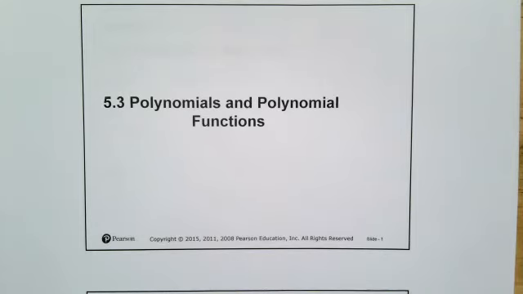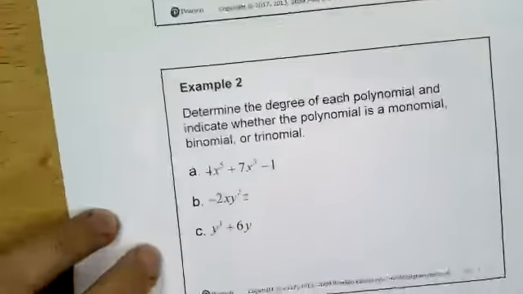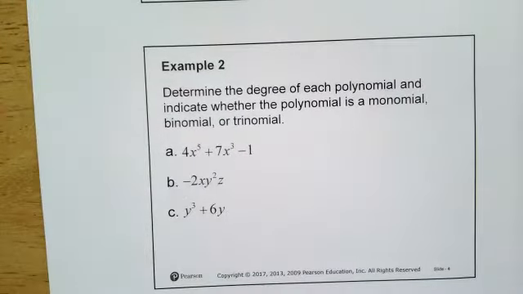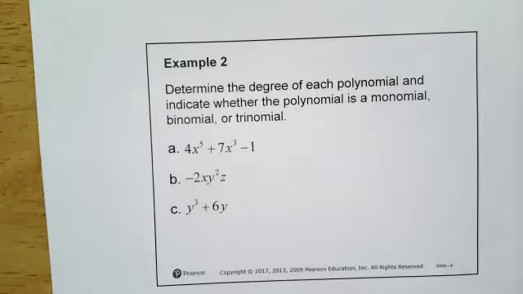All right, it is on polynomials and polynomial functions. Poly means many, and so the word polynomial just means that we are doing something with more than one term in it. So we are dealing with expressions. In this case, if they don't have an equal sign, they're called an expression. We're dealing with expressions that have multiple terms.